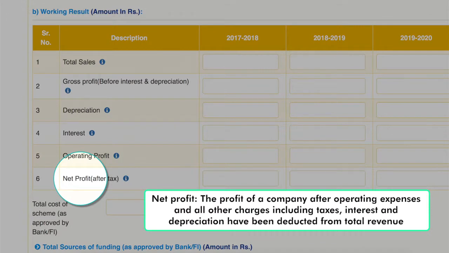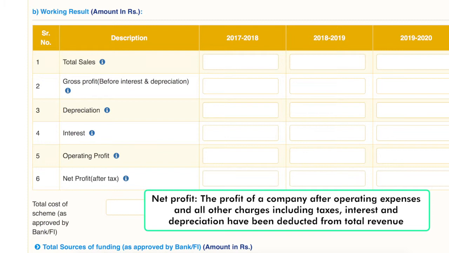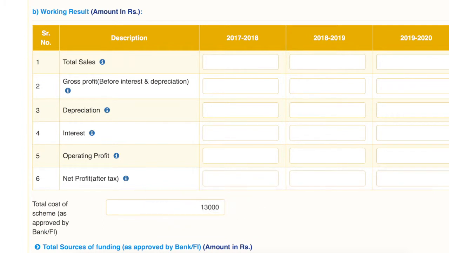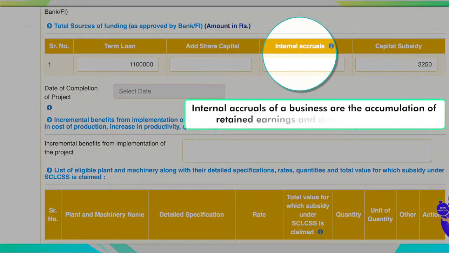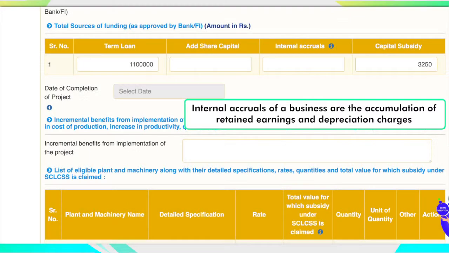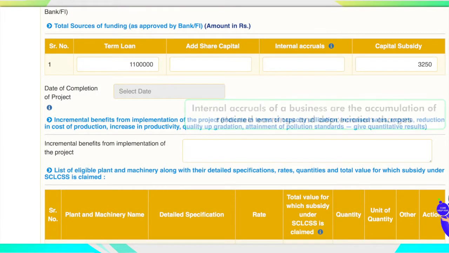Net profit: the profit of a company after operating expenses and all other charges, including taxes, interest, and depreciation, have been deducted from total revenue, also called net earnings or net income. The internal accruals of a business are the accumulation of retained earnings and depreciation charges.